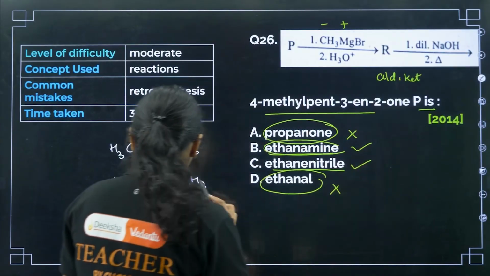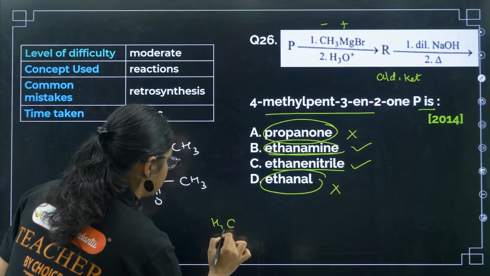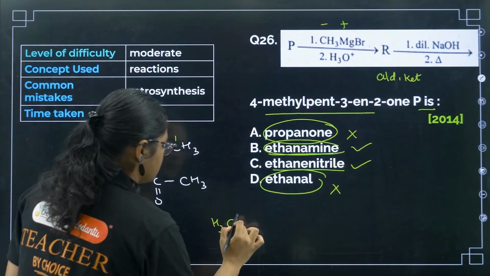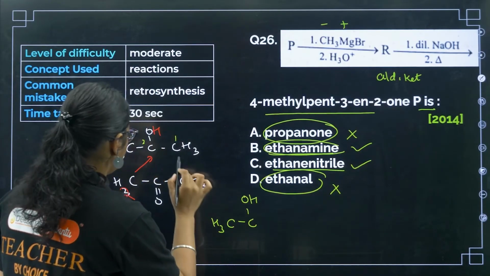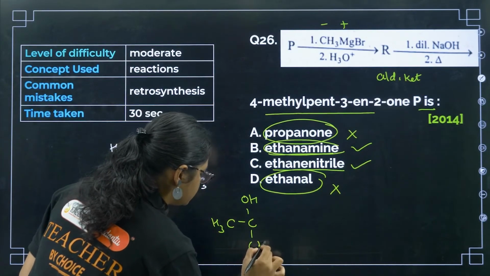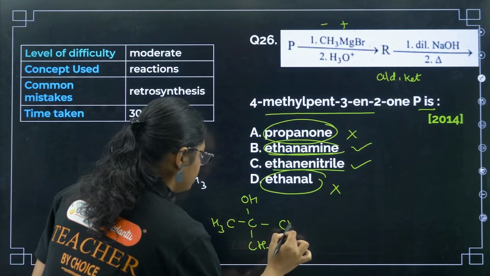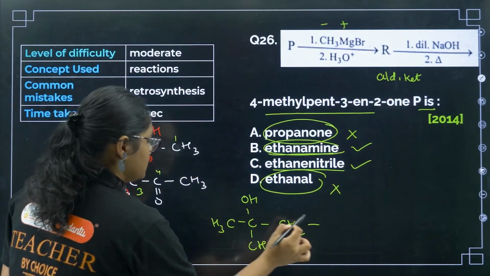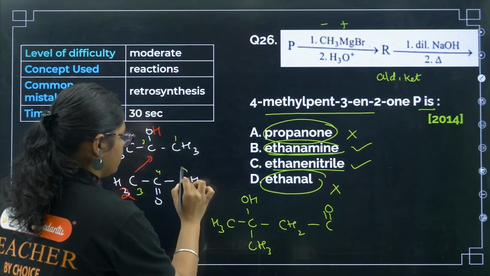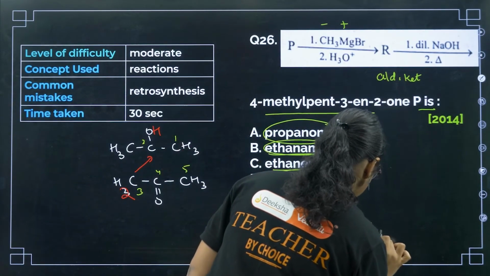So the product will be CH3, I am writing here 1, then this carbon C-OH, okay. Then to this carbon we have one more CH3, okay. Then third carbon, that is CH2, okay. Fourth carbon C double bond O, then fifth carbon CH3.